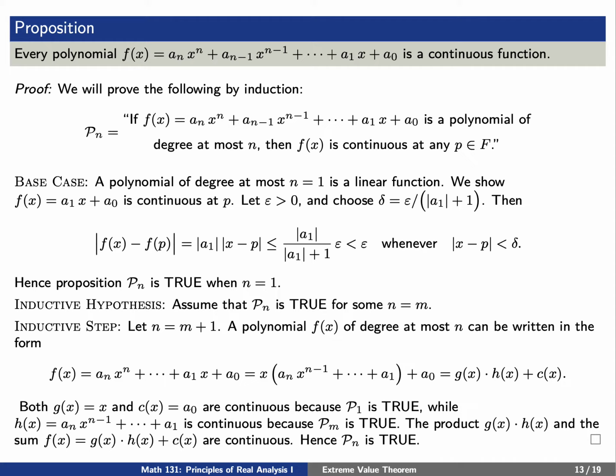Well, both g of x and c of x are continuous because proposition p sub 1 is true. The polynomial h of x is continuous because by our inductive hypothesis, proposition p sub m is true. We know that the product g times h is continuous because we just proved this a little while ago. Similarly, the sum g times h plus c is continuous because the sum of two continuous functions is continuous. Hence, this proves that proposition p sub m plus 1 is also true.